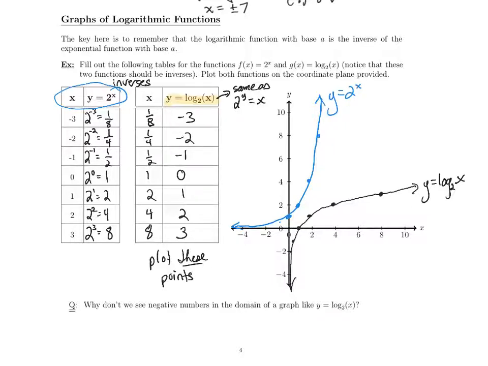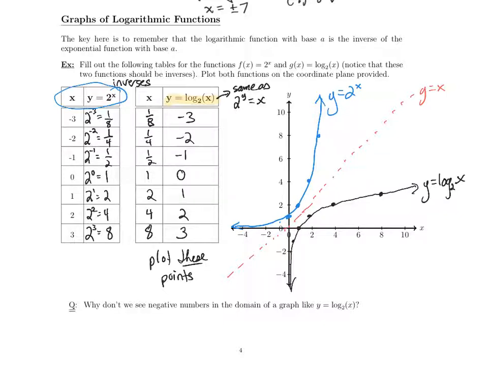Now, the idea with inverses is that you can create the inverse by reversing the x and y values of your coordinate pairs. But also remember that you can create the inverse by reflecting over the line y equals x. So if I were to put a mirror right along that red dashed line and reflect across that line, you can see how the function would create the other function's reflection and vice versa.